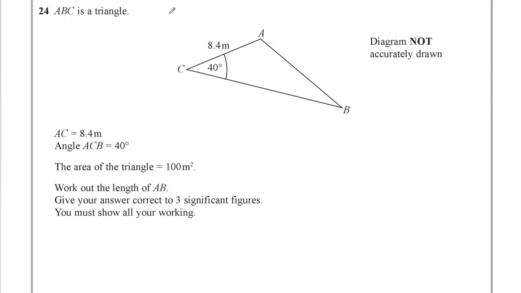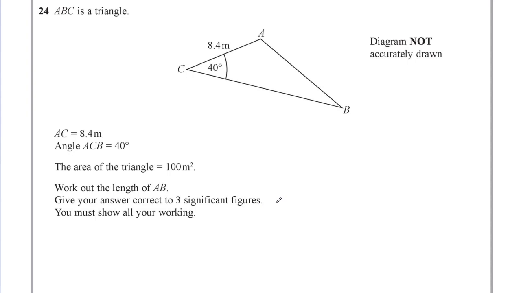Question 24. ABC is a triangle, and as usual the diagram is not accurately drawn. AC equals 8.4 meters. Angle ACB equals 40 degrees. The area of the triangle equals 100 meters squared. And what are we asked to do? Work out the length of AB. Give your answer correct to 3 significant figures, and you must show all your working.